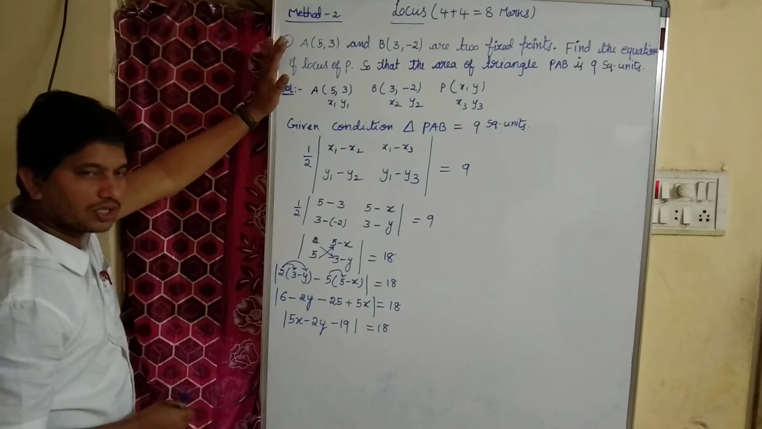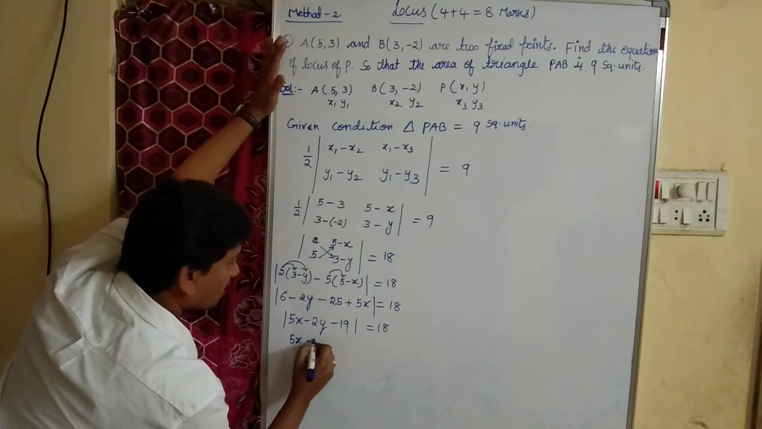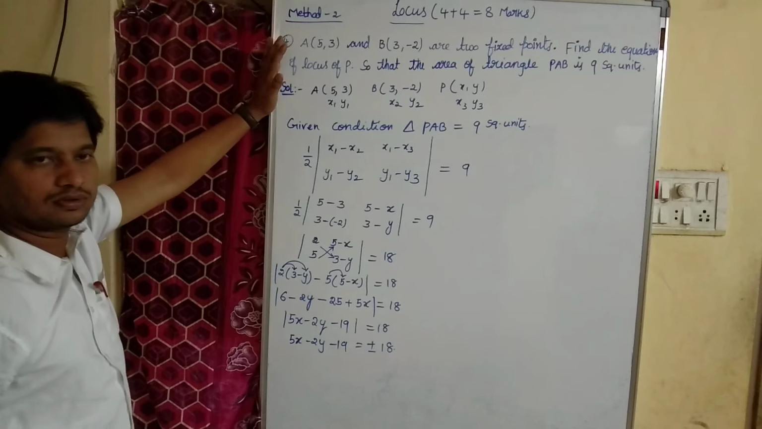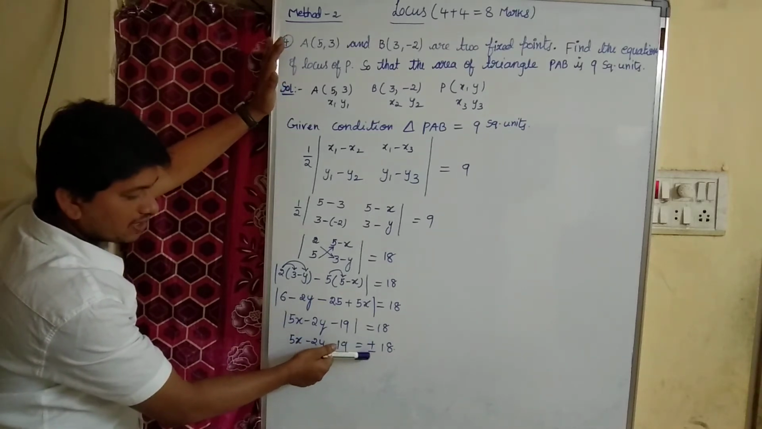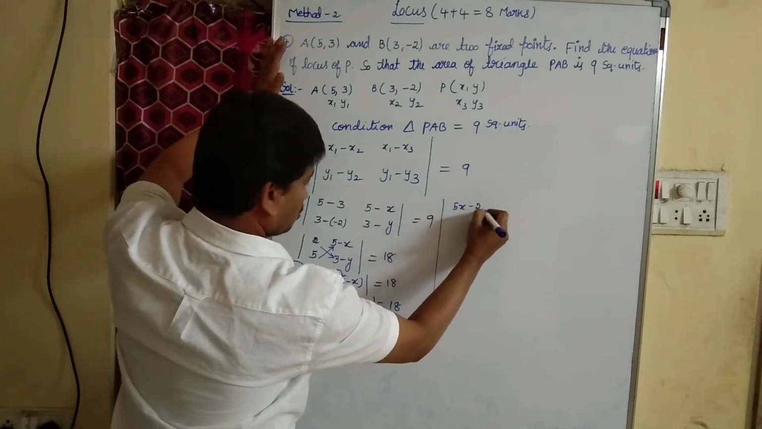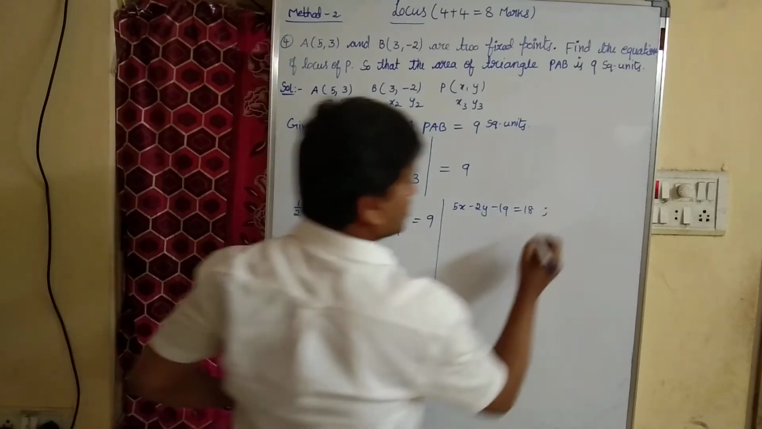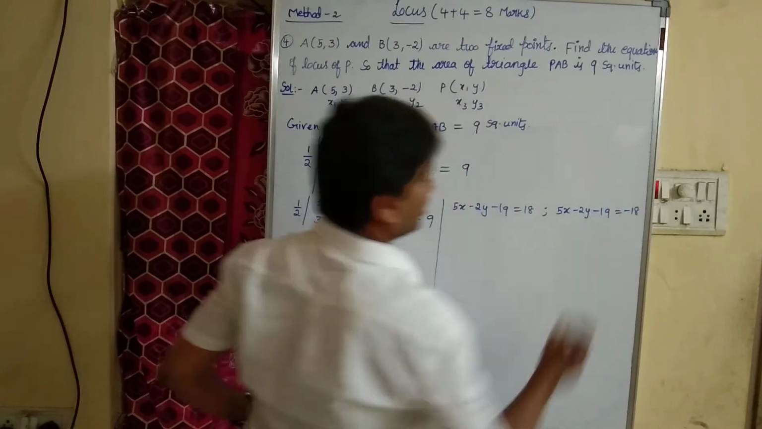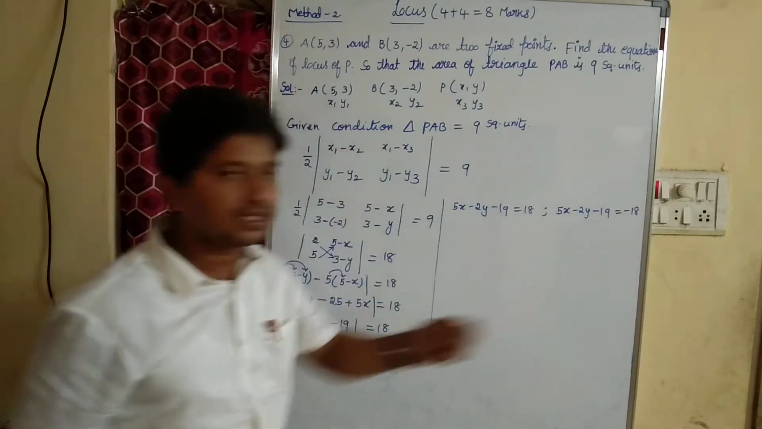Okay, now what we will do children, let us remove this modulus. So this will become 5x minus 2y minus 19 equal to plus or minus 18. Here we are removing the modulus, so that is the reason it will become plus or minus. Then we have two cases. Case 1 is 5x minus 2y minus 19 equal to 18, and the second case is 5x minus 2y minus 19 equal to minus 18. One time we need to consider plus 18 and another time minus 18.